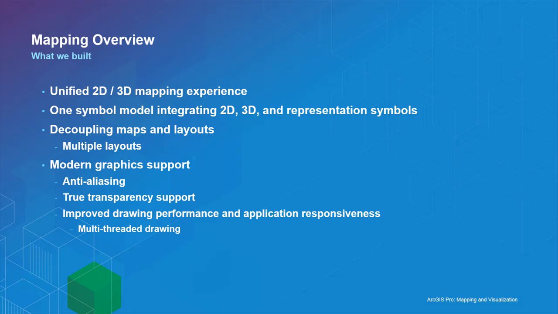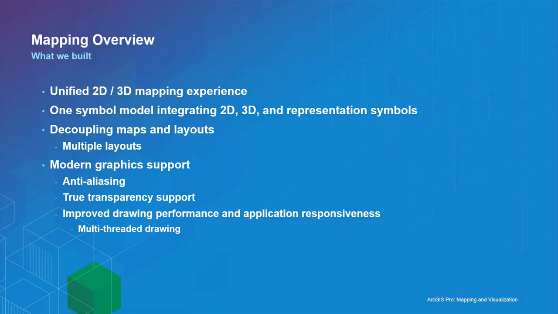So what did we build? That was our vision. What did we actually build? One thing that was a key unifying principle of ArcGIS Pro was having a unified 2D, 3D mapping experience. So previously, we had to use different applications to work in 2D and 3D. We had ArcMap in 2D, ArcScene, and ArcGlobe. And we've tried to bring those worlds together, and you're going to see how that works as we go through.